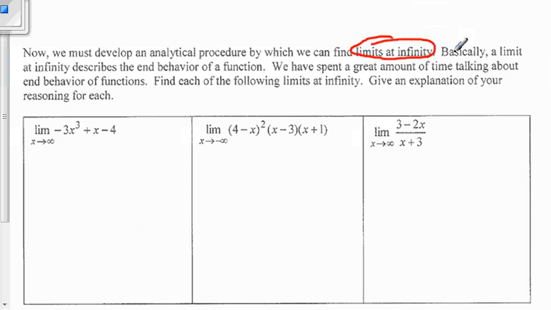In summary, a limit at infinity describes the end behavior of a function. We've done a lot of end behavior, both this year and last year. So find each of the following limits at infinity. Give an explanation of your reasoning for each. I'm going to do a quick summary of what we're doing, and then I'll write it out at the end.